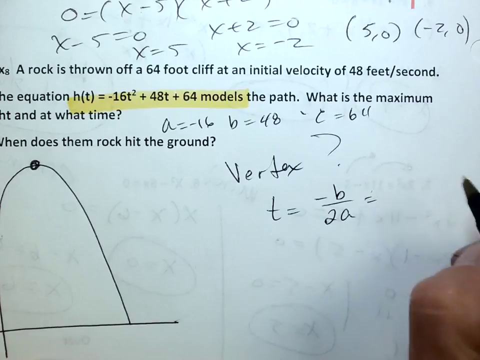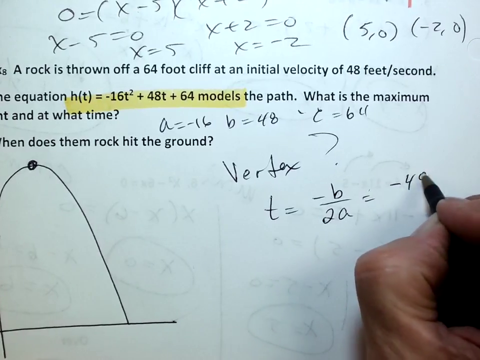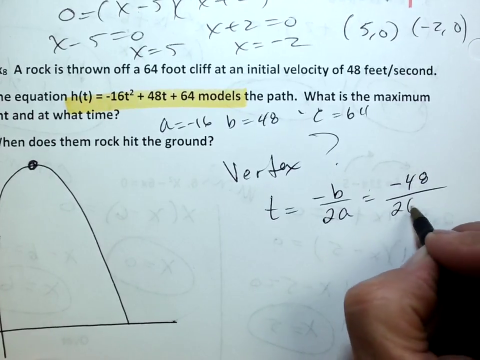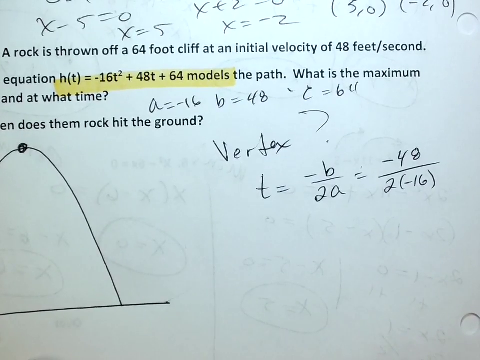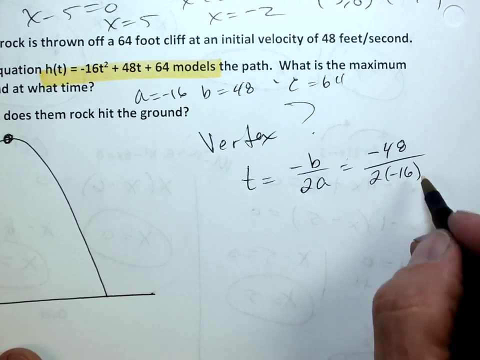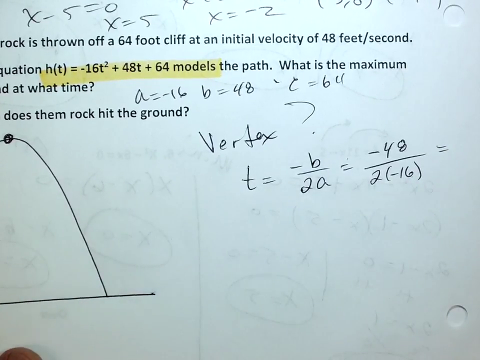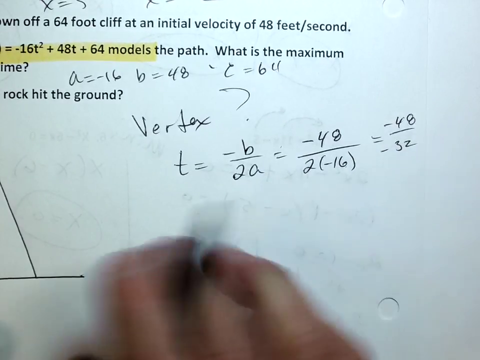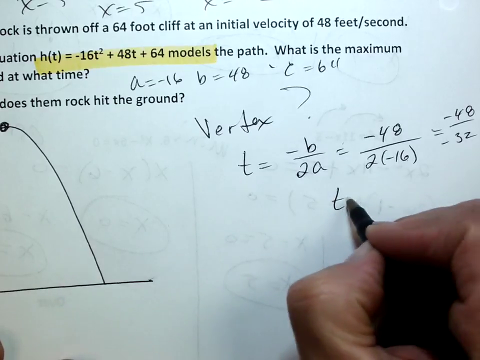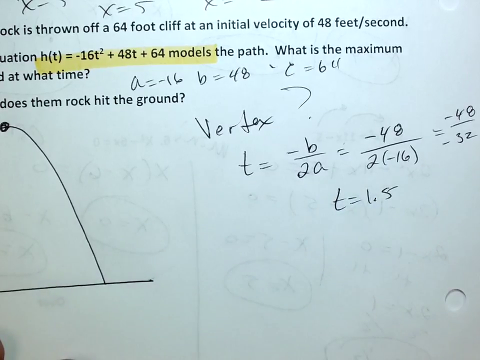So I'm going to make this negative 48 over 2 times negative 16. 2 times negative 16 is 32, so it's negative 48 over negative 32, which I think is 1.5. Yeah, because 16 plus 32 is 48. Or I can just use my calculator. Sometimes it's fun to just think.